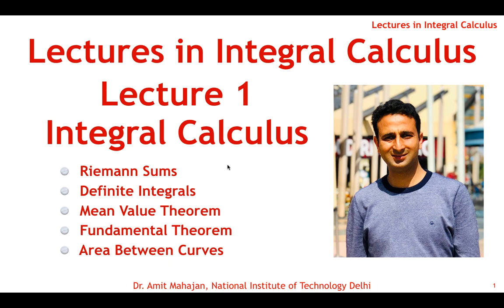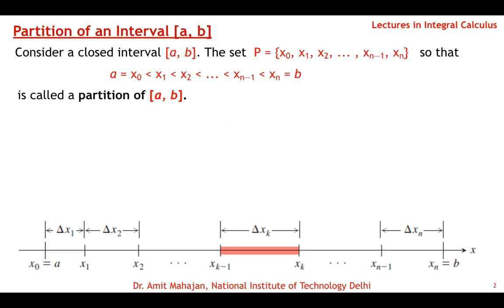Okay, so first to start with the Riemann sums, we need a few definitions before that. The first definition that we need is the partition of an interval AB. So consider a closed interval AB. The set P, which is an ordered set of numbers x0, x1, x2, and so on, xn minus 1, xn, so that the first number x0 is equal to a and the last xn is equal to b.